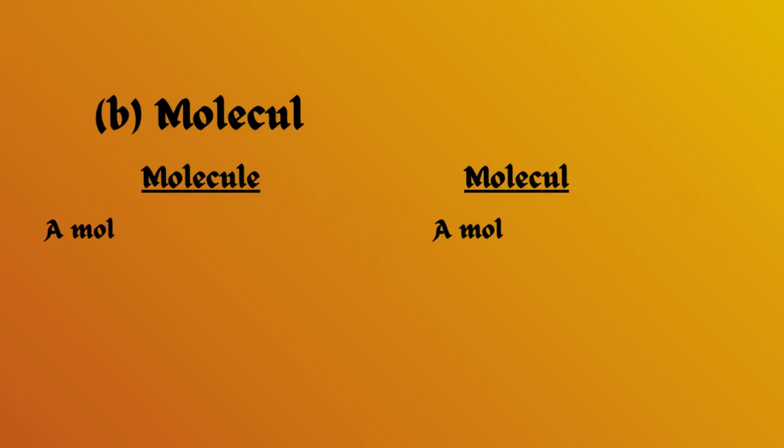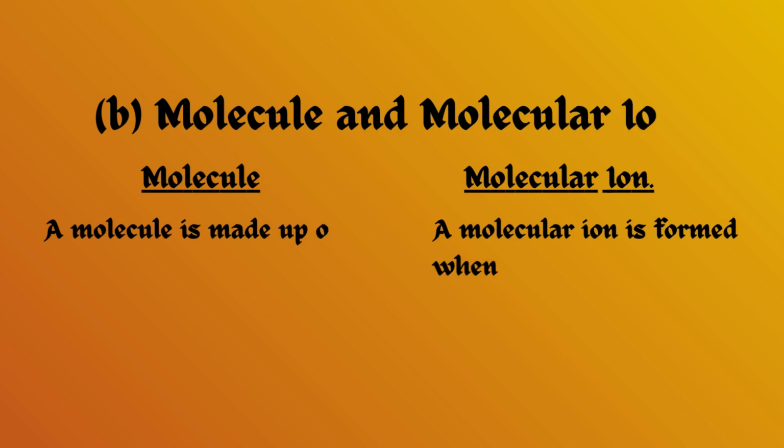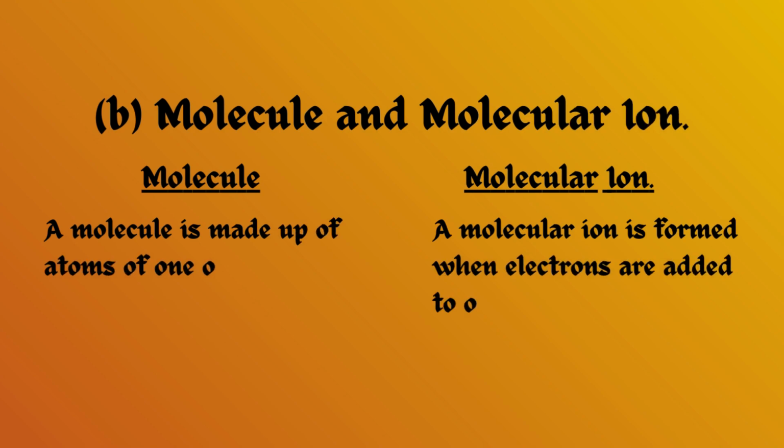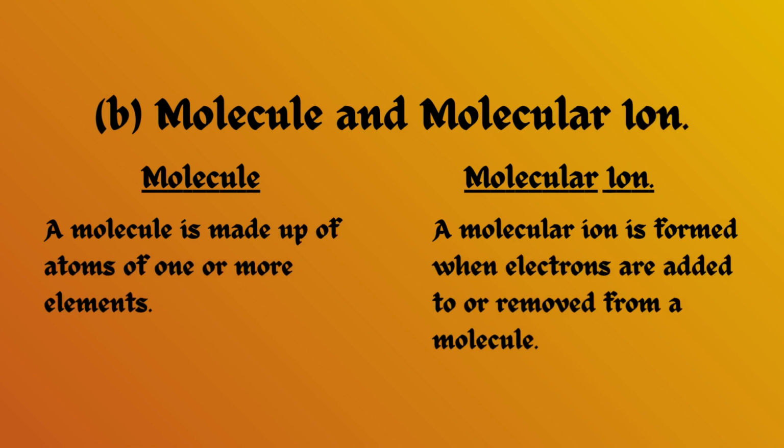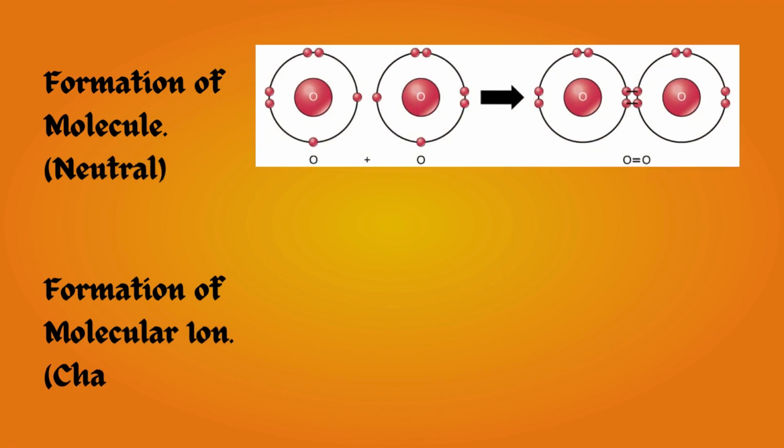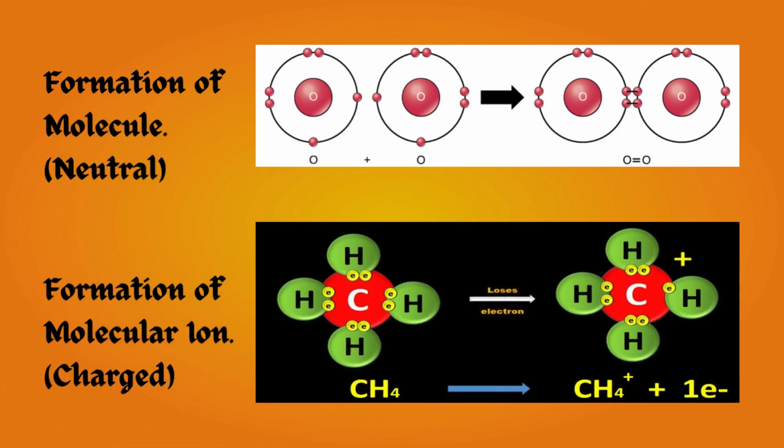A molecule is made up of atoms of one or more elements, whereas a molecular ion is formed when electrons are added to or removed from a molecule. Formation of molecule. Example: two atoms of oxygen form a double covalent bond and form one oxygen molecule that is neutral. Formation of molecular ion. Charged. Methane CH4 molecule loses one electron and forms methane ion CH4+.